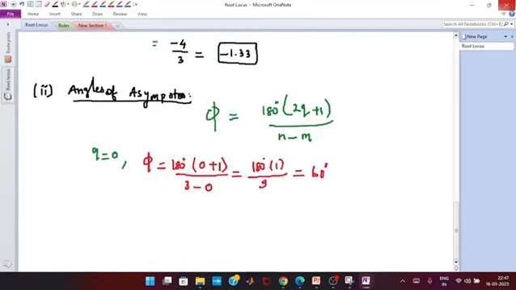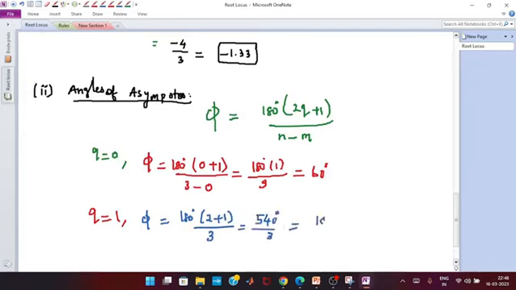Likewise, you have to find the other values. Now let's find it for q equal to 1. The phi value is 180 degrees into 2 into 1, so 2 into 1 is 2, so 2 plus 1 divided by 3 minus 0, which is 3. So 180 into 3 is 540. So 540 degrees divided by 3, and the answer is 180 degrees. So this is the second one.